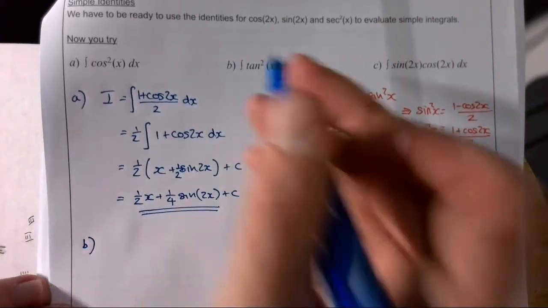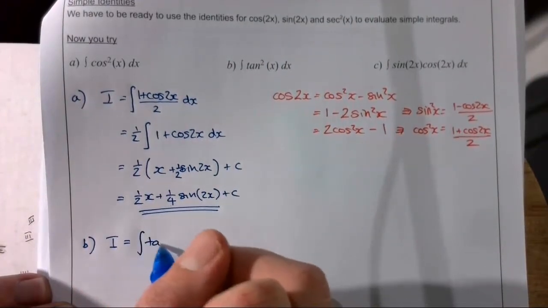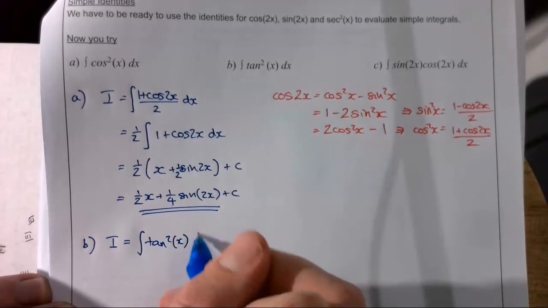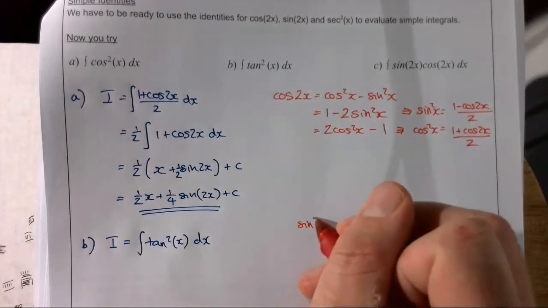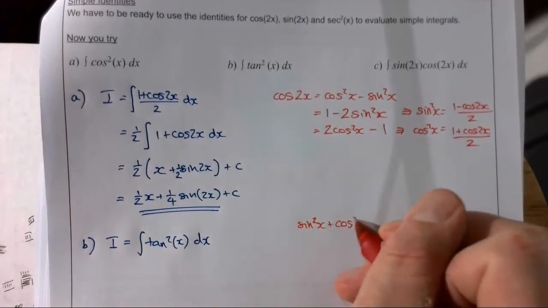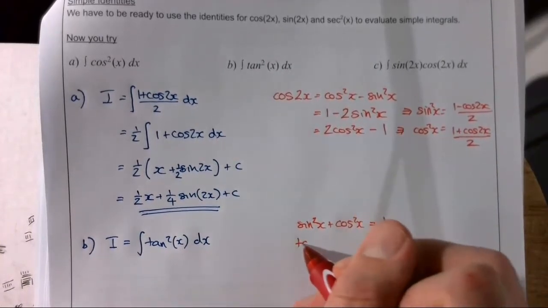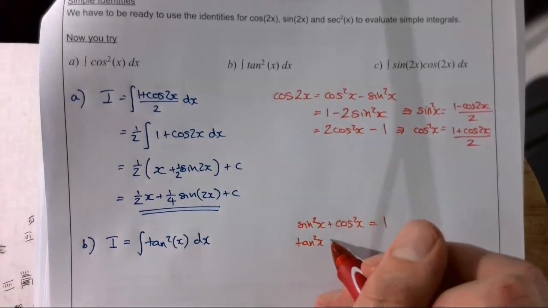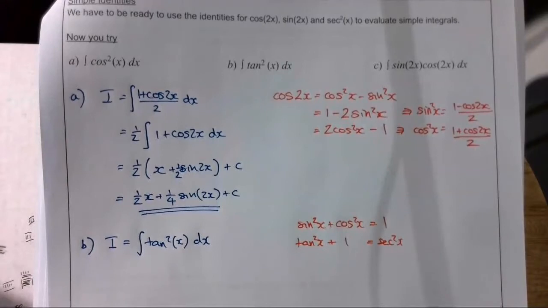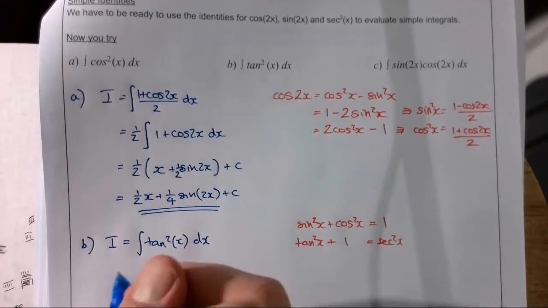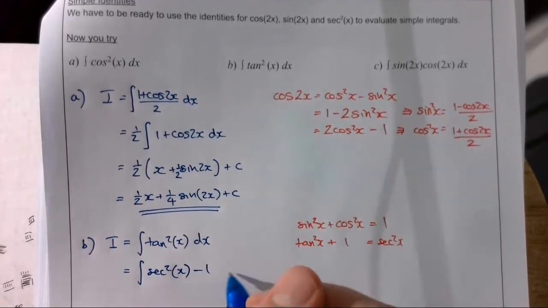With the second one, tan squared x, we don't know how to integrate tan squared, but fortunately, if we go back to our Pythagorean identity, sine squared x plus cos squared x equals 1, and then we do the transformation to take it to tan squared, so we divide everything by cos squared. That reminds us that tan squared of x is sec squared minus 1. So this is the integral of sec squared of x minus 1.